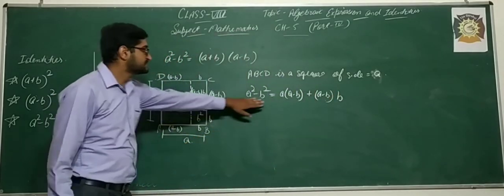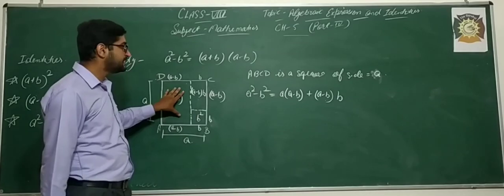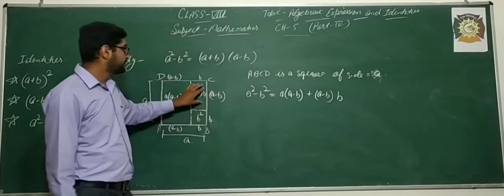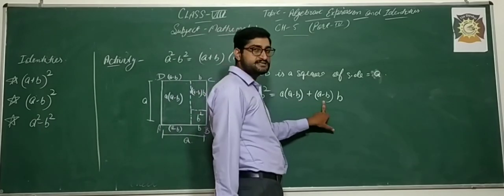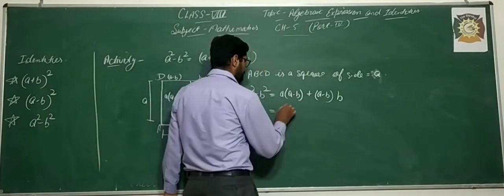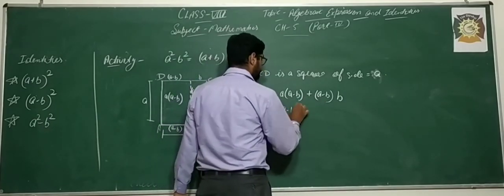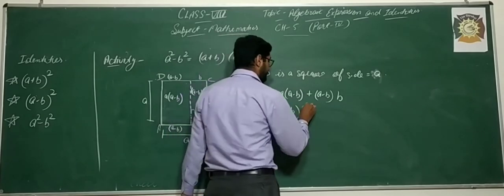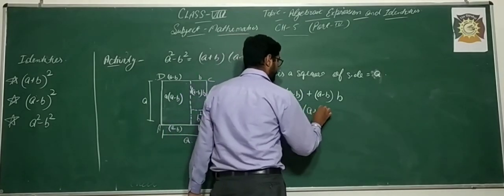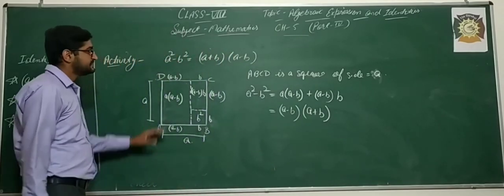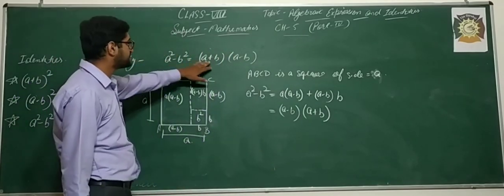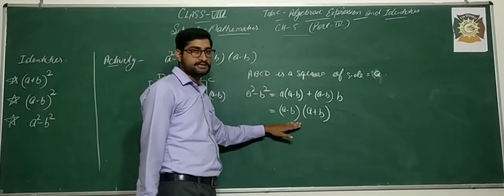You can see this is the area of this rectangle and this is the area of this rectangle. Now you can see here A minus B is common, the same value, so you can take this value common, and here this will be A plus B, and this is the identity. You can see here A square minus B square is A plus B into A minus B.